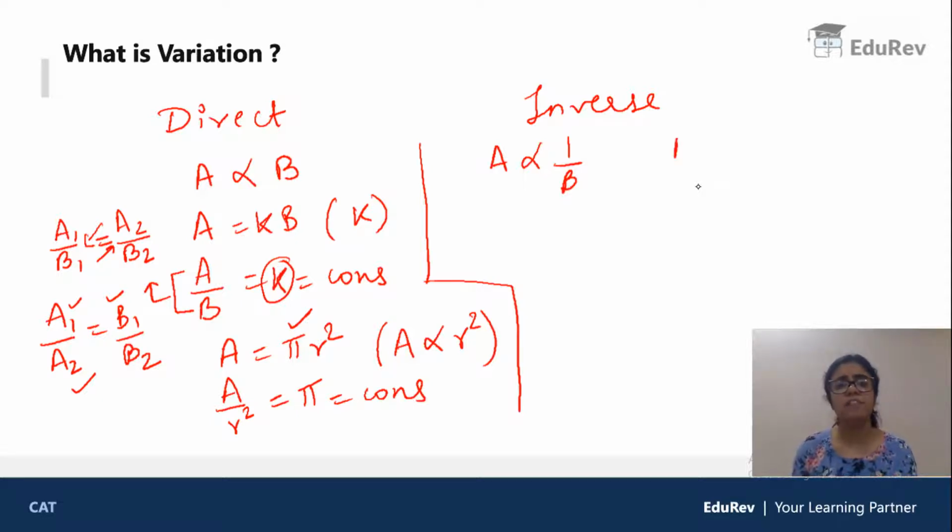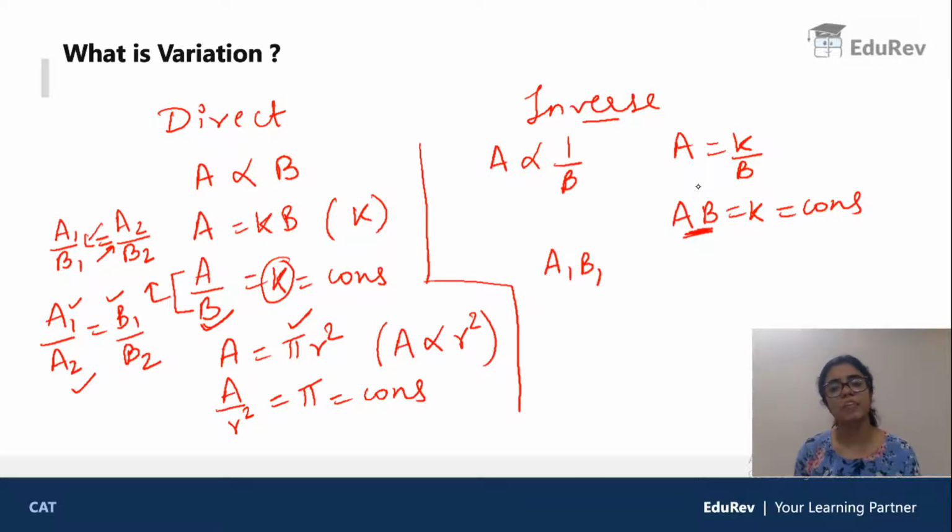Again, when we remove the variation sign, we have to add a constant K. Now what will I do? I will take B on the other side. So this becomes AB is equal to K, which is nothing but a constant. So in inverse variation, your product is a constant. Here, your ratio was a constant. That's the difference. Now suppose I give you certain values, let's say a1, b1, and I give you one more set of values a2, b2.